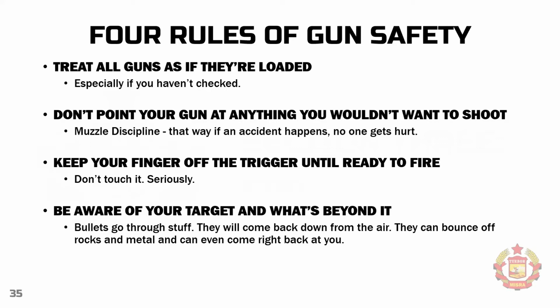4, be aware of your target and what's beyond it. I will also add what is above it, what is around it, what is in front of it. Bullets can go through things. They can also shatter, and they're made of metal, and so that metal can splinter and go flying in all sorts of different directions. They also come back down from the air. They bounce off rocks. They shatter on metal. They can come right back at you. So it's very important to know what's behind the target, what's in front of it, what's on either side, above, below. Just be aware of your surroundings.